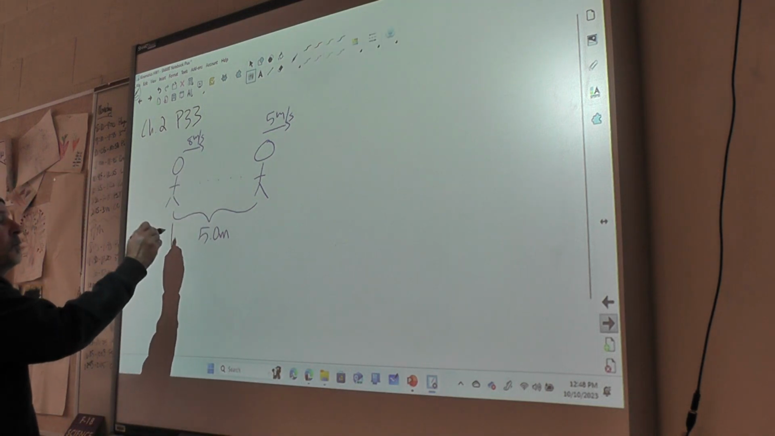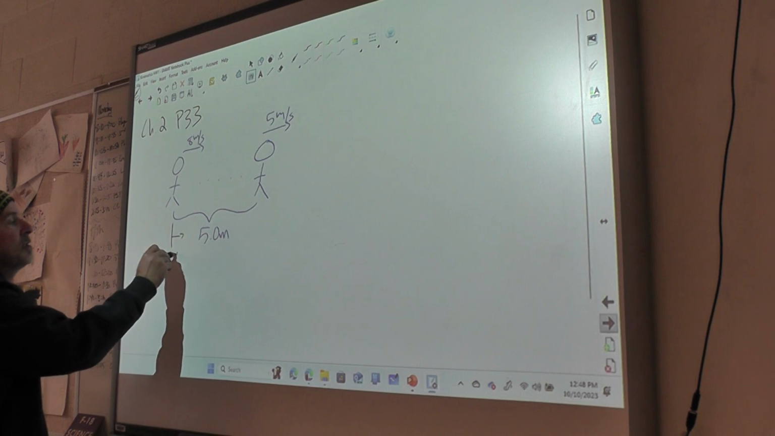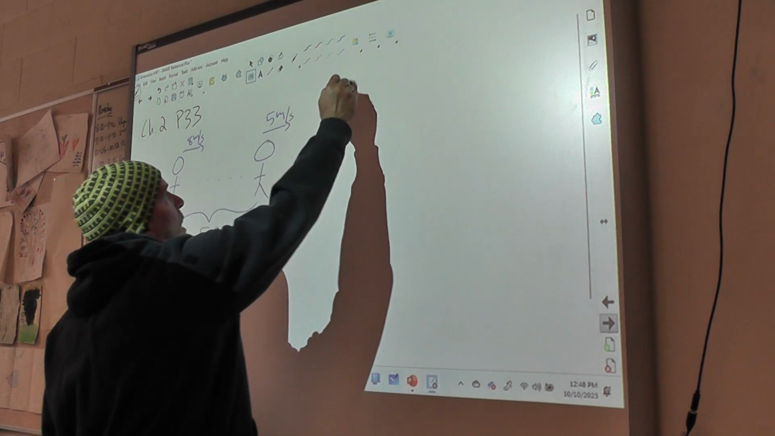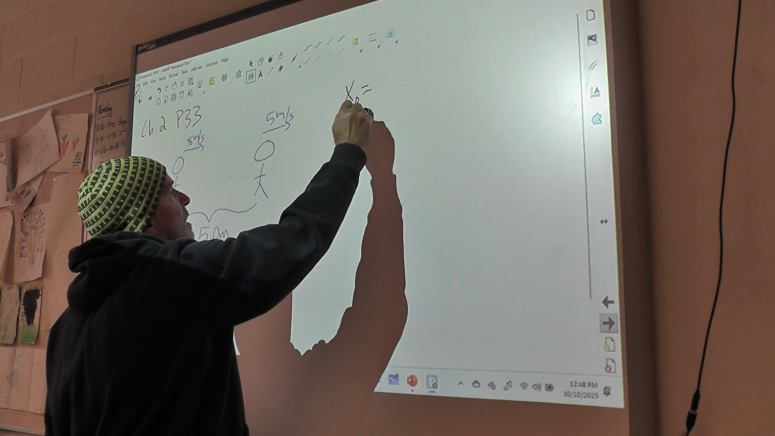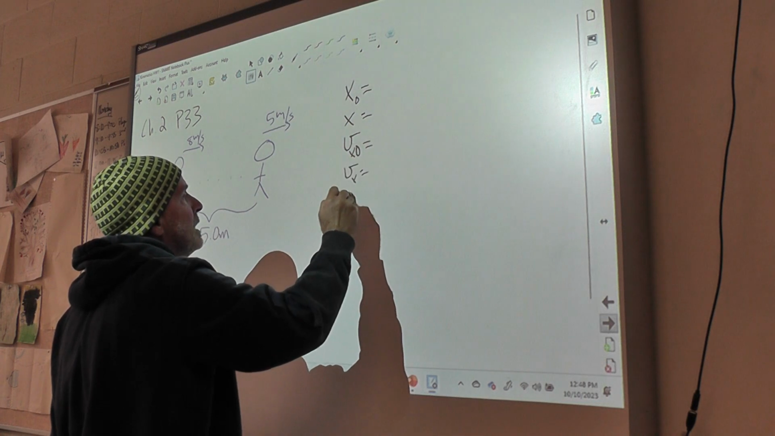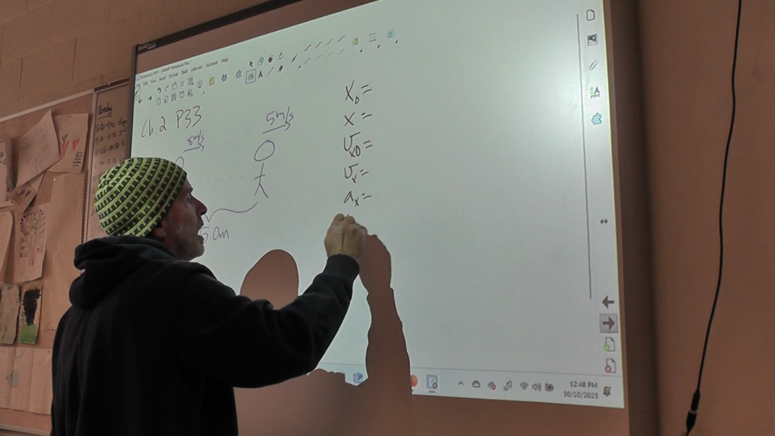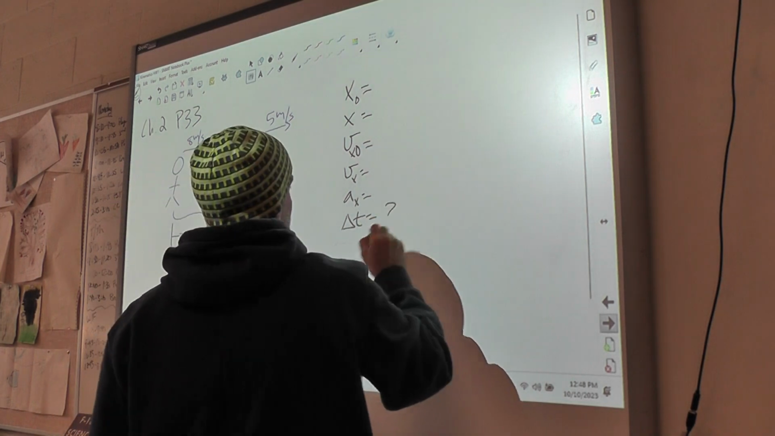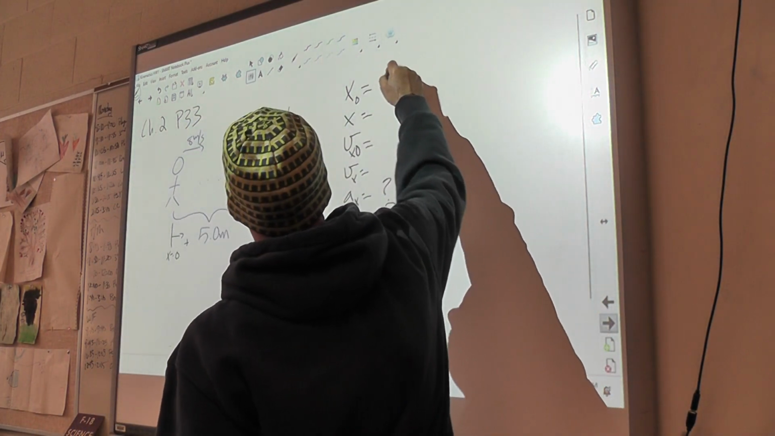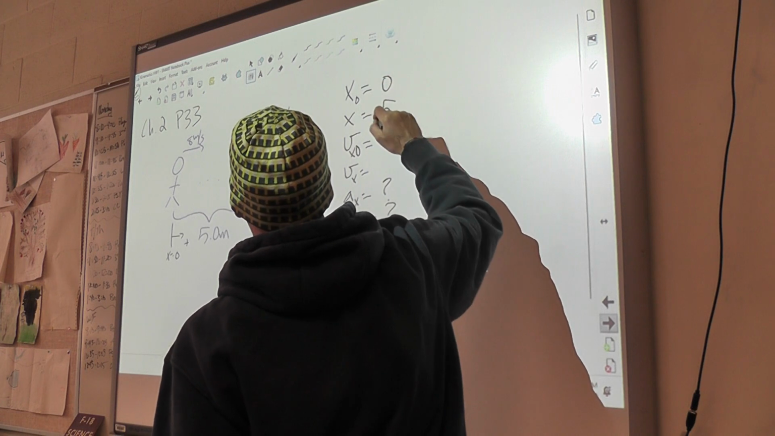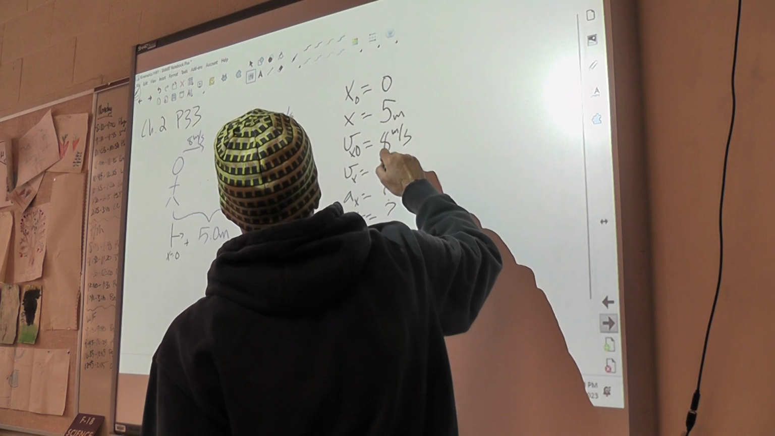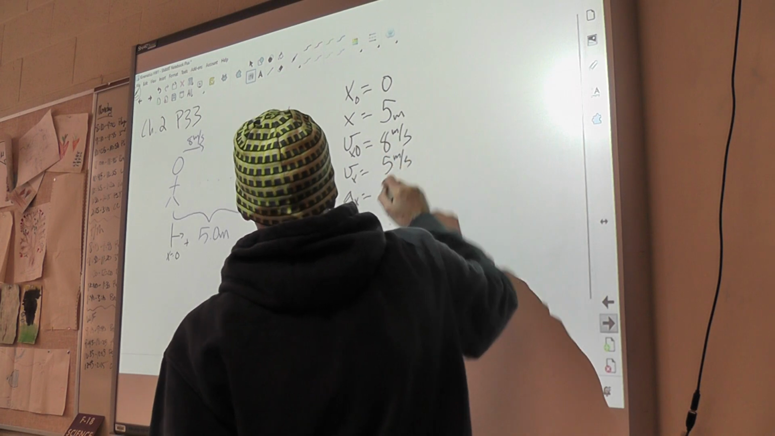So let's follow our rules. We're going to say that this is position 0. We're going to say that to the right is the positive direction. So our variables are going to be initial and final position, initial and final velocity, acceleration, and amount of time. We don't know how much time it took. We don't know the acceleration. That's what we're trying to find. The initial position is 0. The final position is 5 meters. The initial velocity is 8 meters per second. The final velocity is 5 meters per second.